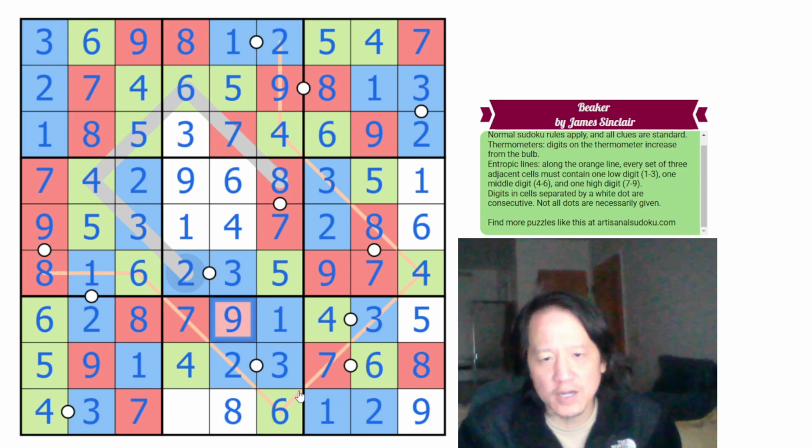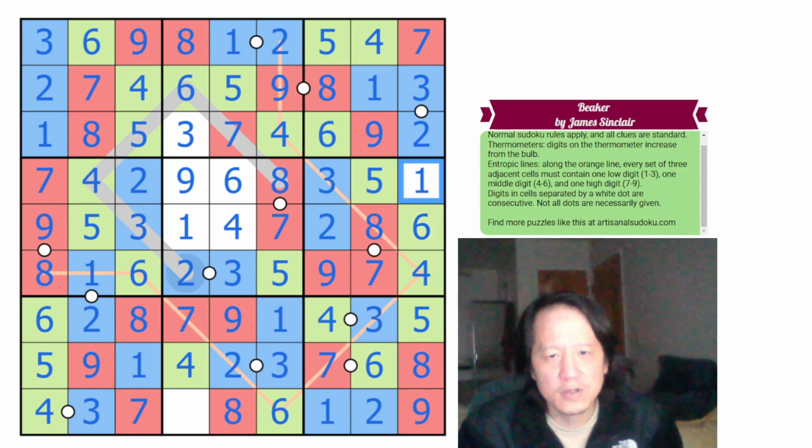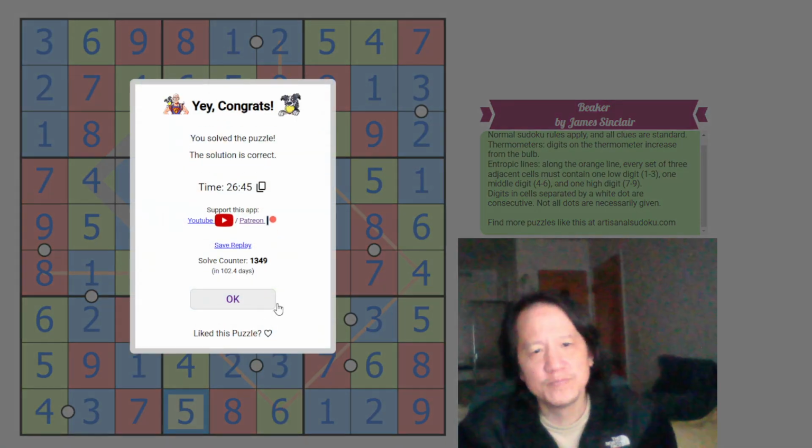These are all high. This is a high, and this is a middle, middle, low, low, low. This is a high, and these two are middle. So the last one is a middle, and it's a 5.